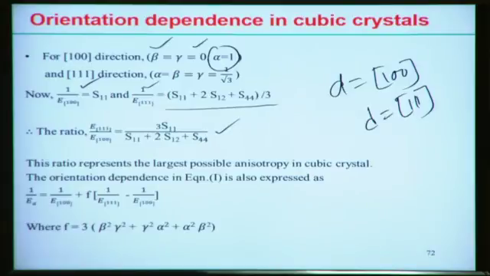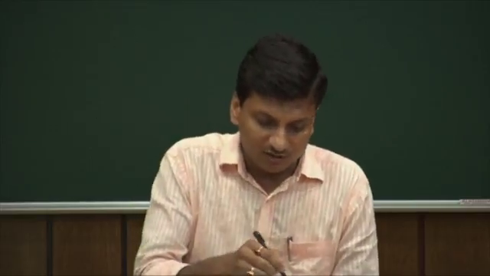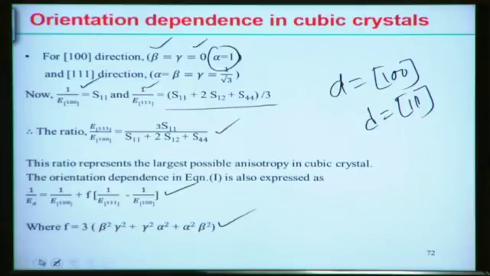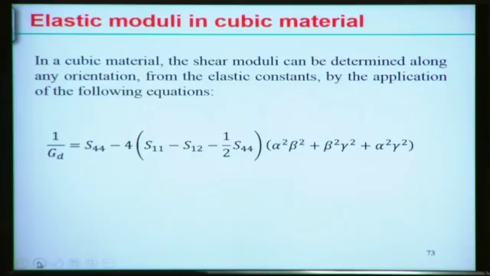So the orientation dependence of equation 1 can also be expressed in terms of this 1 by E, in terms of the elastic modulus in one specific direction, 1 0 0 or 1 1 1. So with respect to that we can find this correlation, where F equals this expression in terms of the direction cosines. We can use this relation further to analyze the anisotropic behavior at different directions.